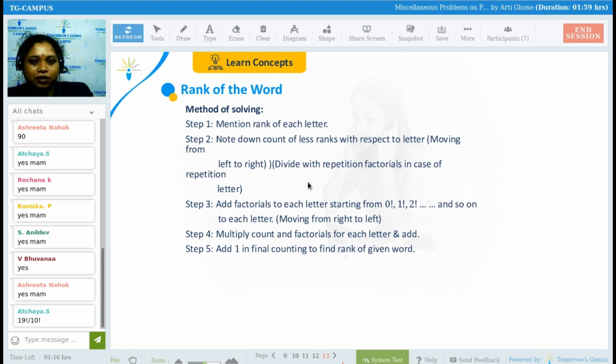Rank of the word, a very extremely important topic. Before rank of the word, I want you all to take a break of 5 to 10 minutes, because we are starting the JEE core concept. So take a break, then we'll meet after 10 minutes.